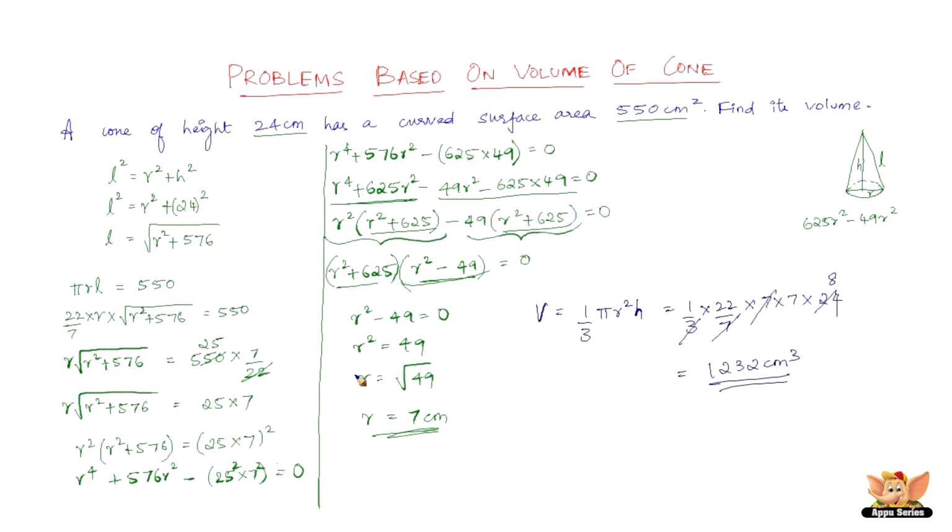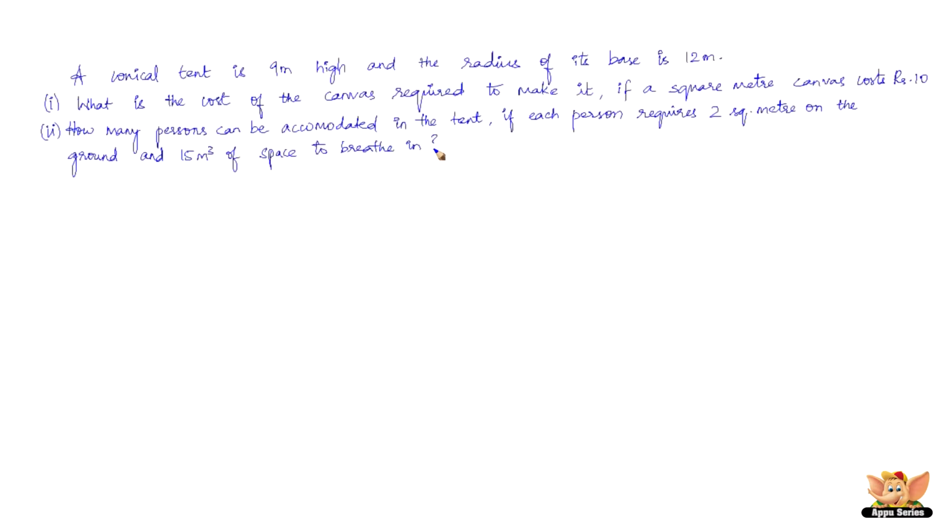Let us solve another problem. A conical tent is 9 meters high and the radius of its base is 12 meters. Something like this, a tent to stay in, which is in the form of a cone. So we just go into this and we just stay for the night. So this is 9 meters high and the radius is 12 meters. So yeah, it should be a wide tent, something like this.